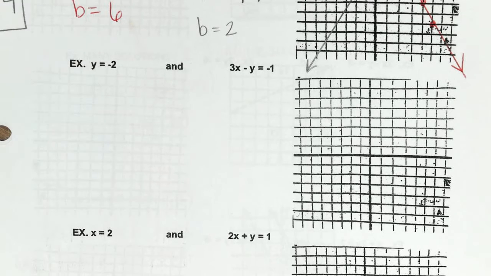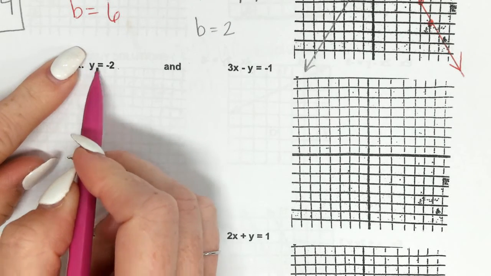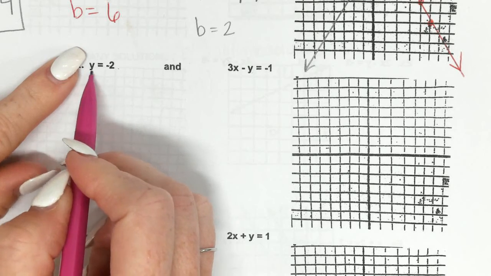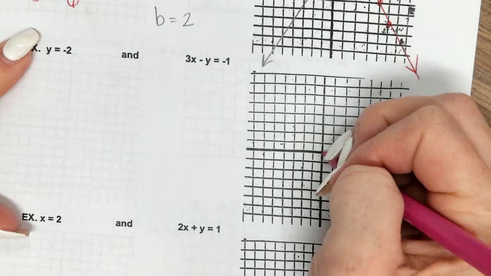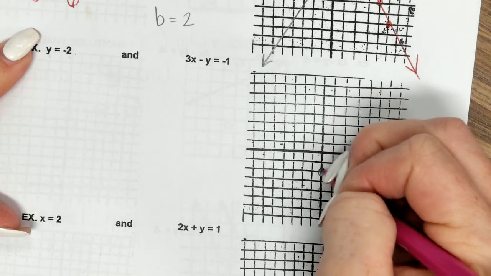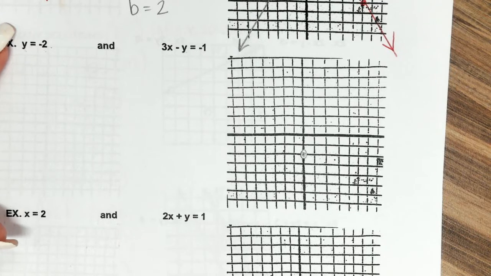How do you graph an equation when it says y equals -2? It's either going to have a 0 slope or an undefined slope. And if it says y equals, that means it passes through the y-axis at -2. So go on the y-axis to -2 and put a dot. It's going to pass through the y-axis right there.